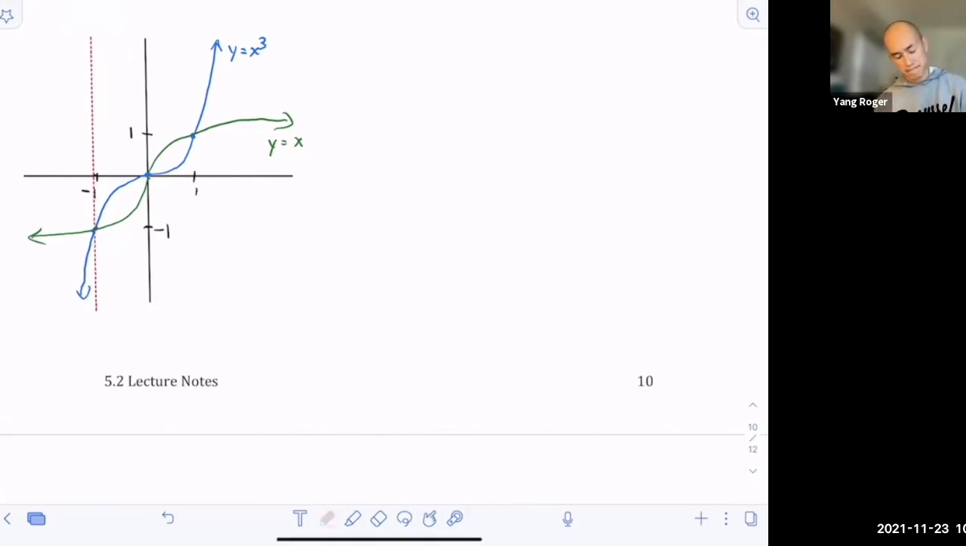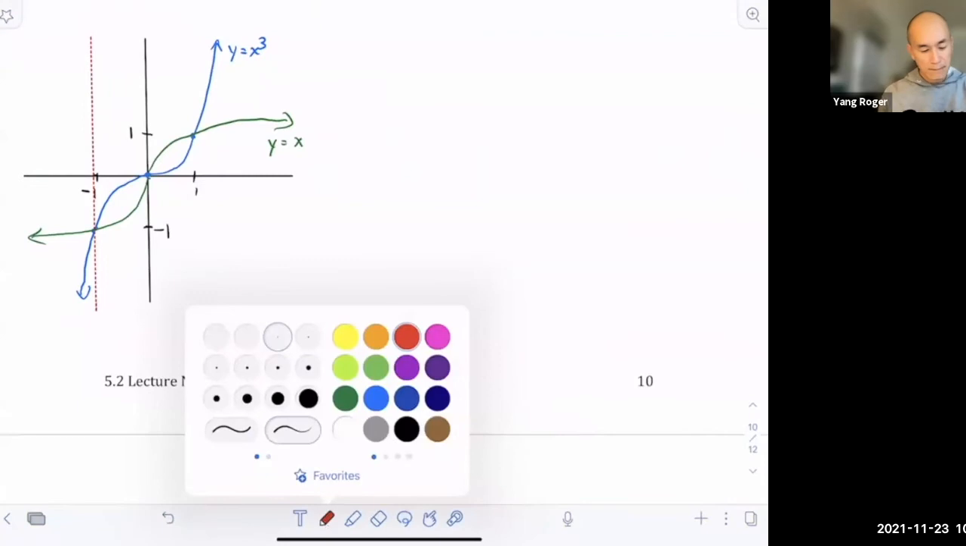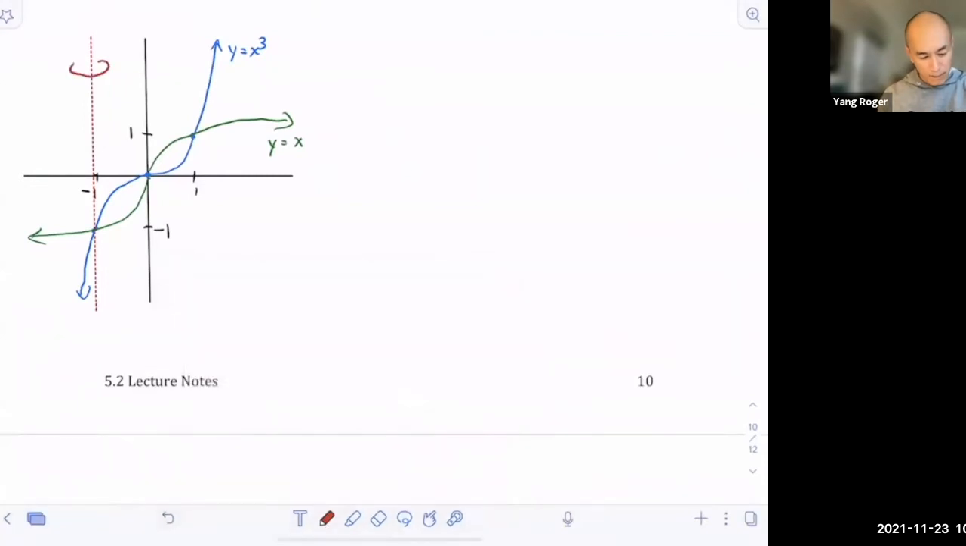Something like that. And we want to chop up perpendicular to the axis of rotation. So the axis of rotation is parallel to the y-axis. So we chop it up this way. Right.